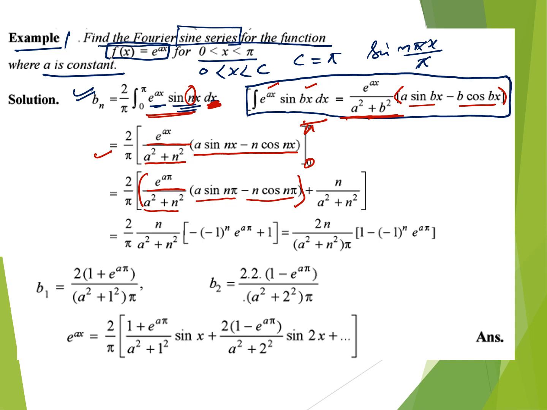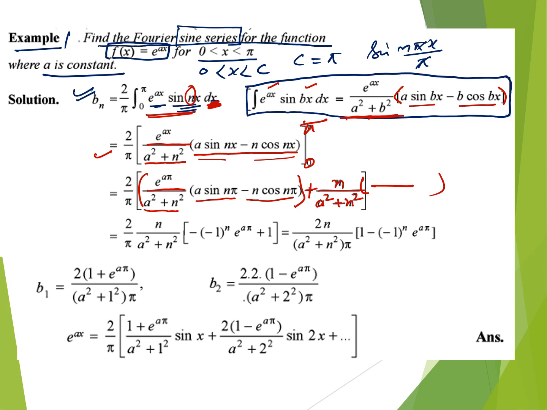e to the power 0, that will be 1, a square plus n square, and again we are substituting the value over here for sine 0 and cos 0. Cos 0 is 1, minus minus plus, so finally this is the plus term and remaining value is n upon a square plus n square.